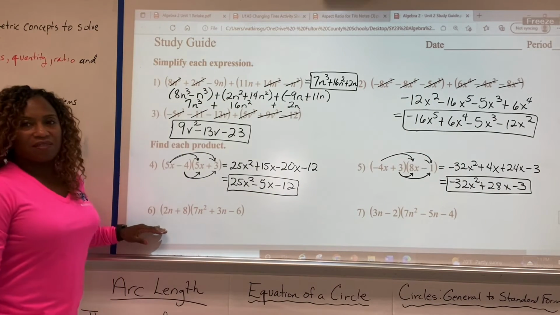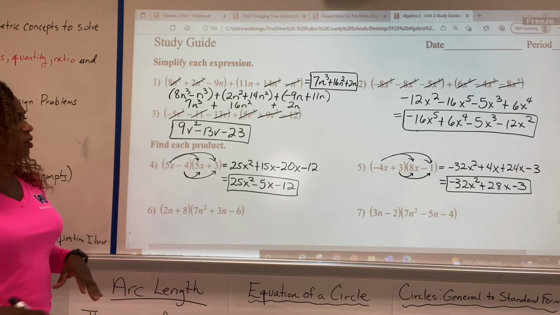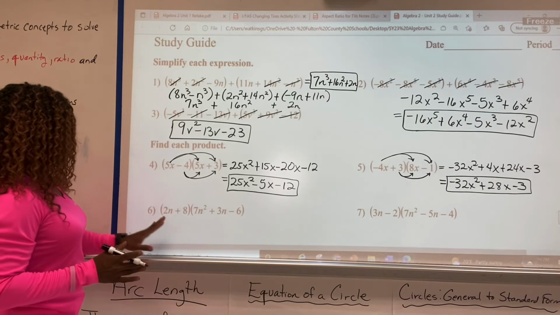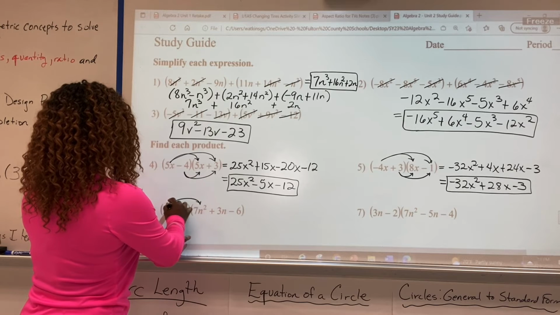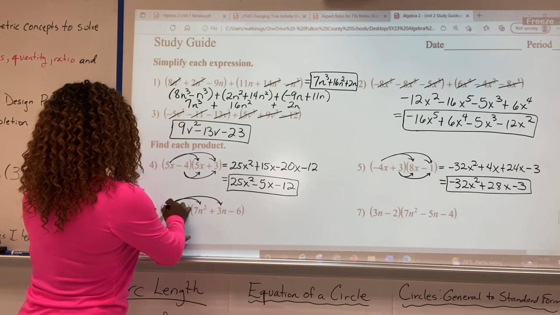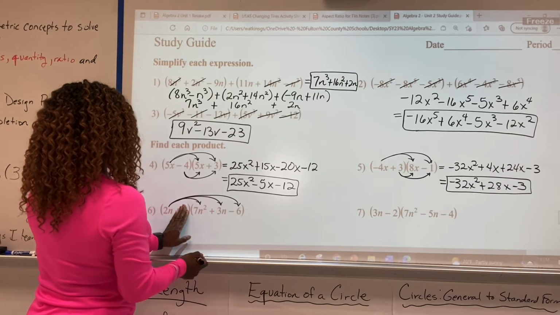Okay, let's get these. These are long. Just a little bit longer. Same process though, so we'll do them one at a time. But this time I'm going to multiply 2n times 3 different terms.